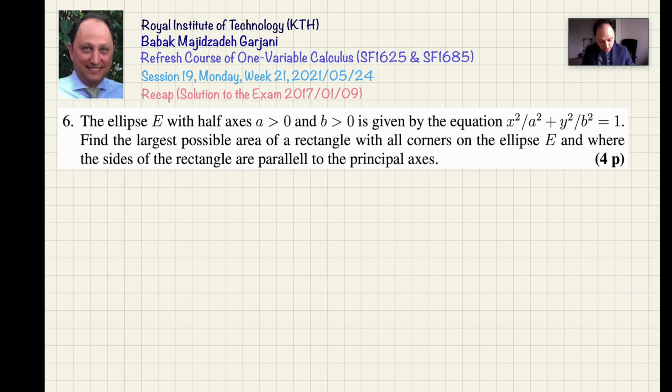Okay, so of course they haven't mentioned A is greater than B or B is greater than A, but usually when we don't mention it, we consider A is greater than B, so it becomes a horizontal ellipse, yes? So it would be more extended in the X direction than in the Y direction.